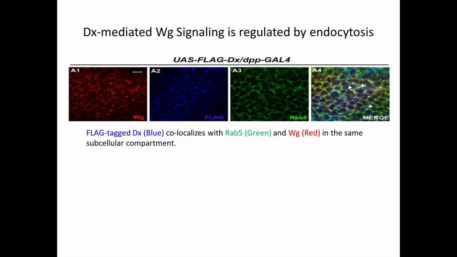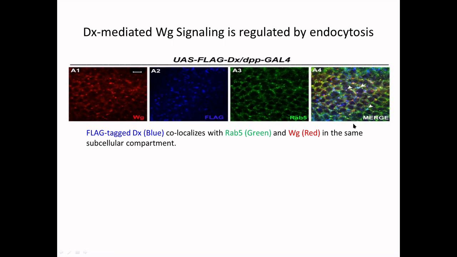Deltex mediated wingless signaling is regulated by endocytosis. Flag tag Deltex co-localizes with RAB5 wingless in the same subcellular compartment. Image A1 shows the expression of wingless in the imaginal disc. Image A2 shows the expression of flag tag Deltex. Image A3 shows the expression of RAB5. And image A4 shows the merged version of image A1, A2 and A3.